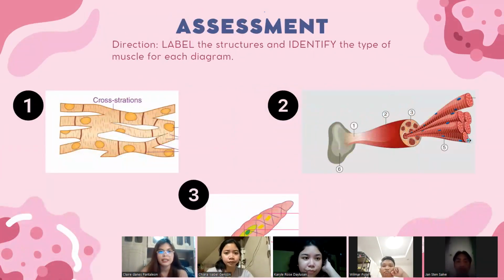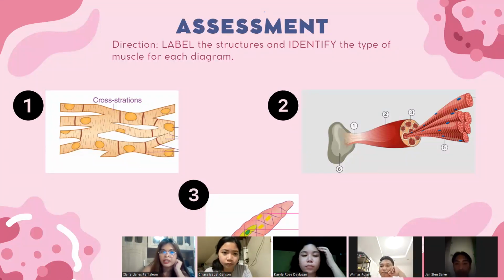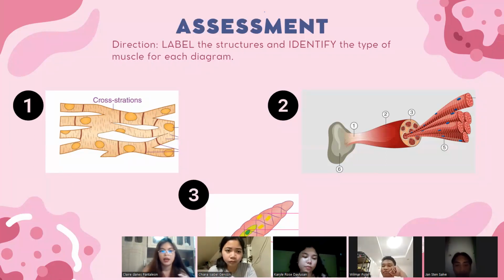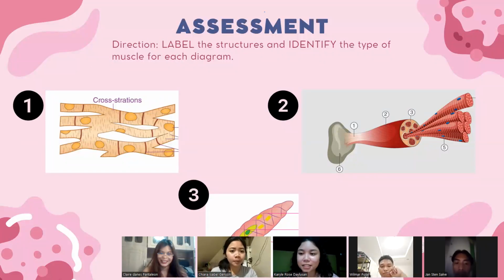Okay, so this is our assessment. Label the structures and identify the type of muscle for each diagram. Number 1, anyone? Okay, Miss Karyle. Number 1 indicates it has cross striation, so it's cardiac muscle. Cardiac muscle, that's correct. And what is the unique feature of the cardiac muscle? Intercalated disc. Okay, very good. You haven't forgotten about that.